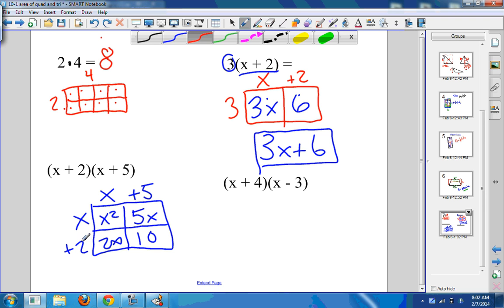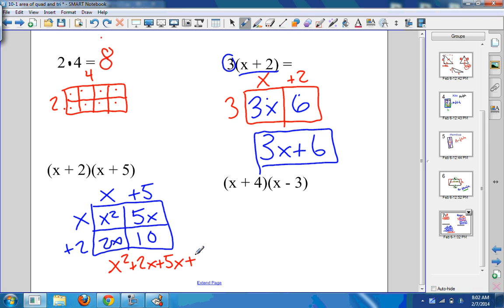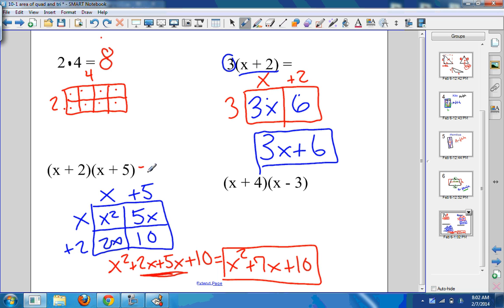The sum of all of our parts then will be these two multiplied together. So we get x squared plus 2x plus 5x plus 10. And we can simplify a little bit right here in the middle to give us x squared plus 7x plus 10. And that would equal my x plus 2 times my x plus 5: x squared plus 7x plus 10.